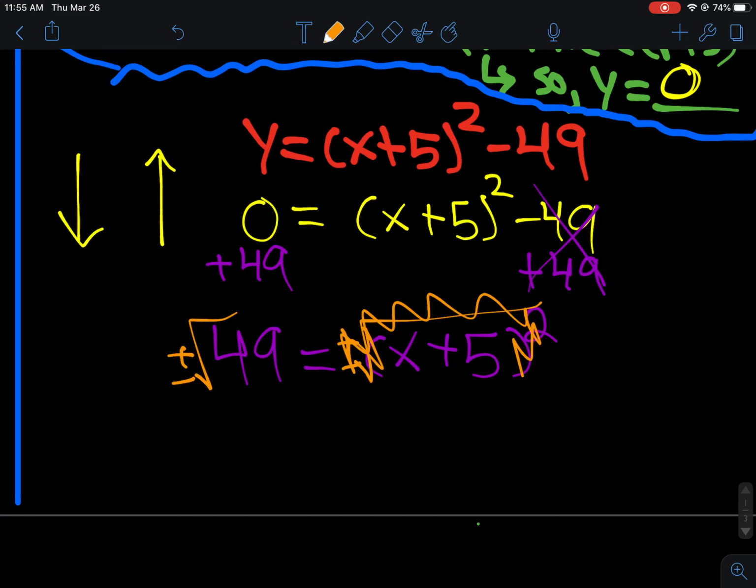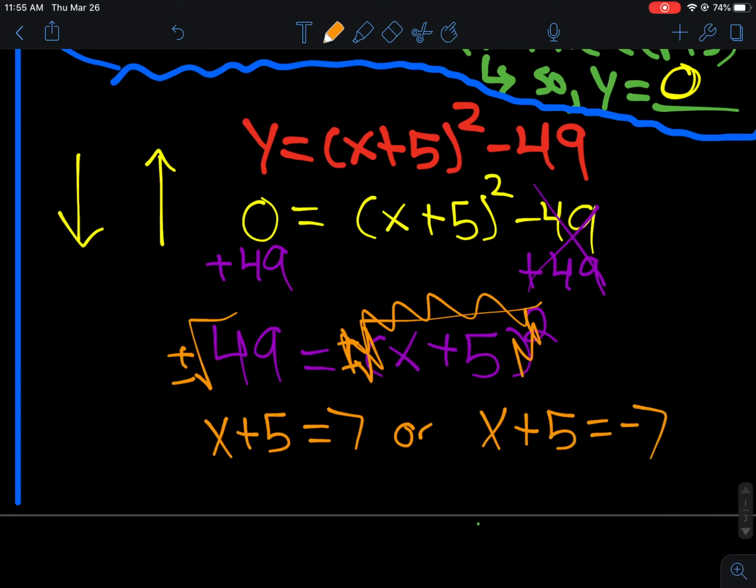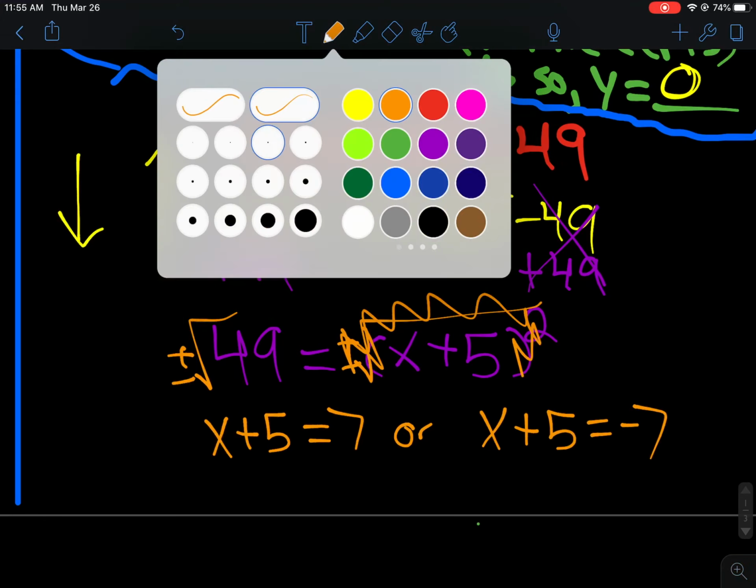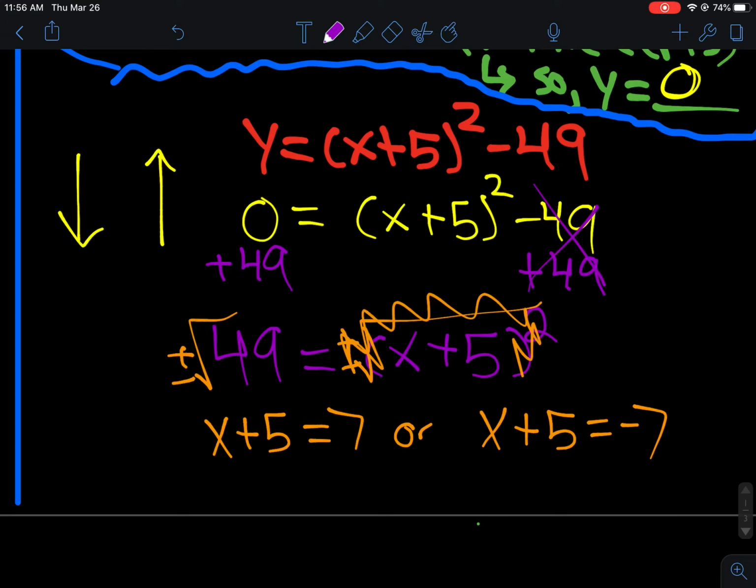A reminder, square root of 49 is 7. So this is where I'm getting 7 from. So x plus 5 equals 7, or x plus 5 equals negative 7. So again, whenever we solve a quadratic, you can have 0 solutions, you can have 1 solution, you can have 2 solutions. In this case, we can have 2 solutions, or in other words, 2 x-intercepts.